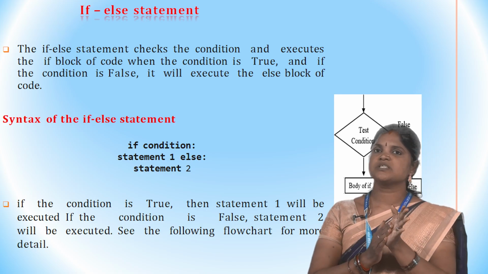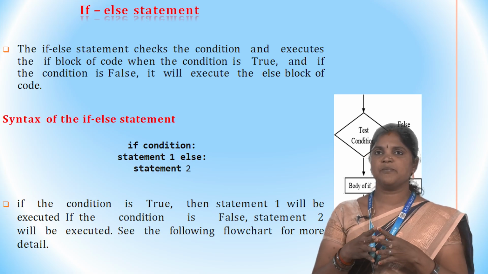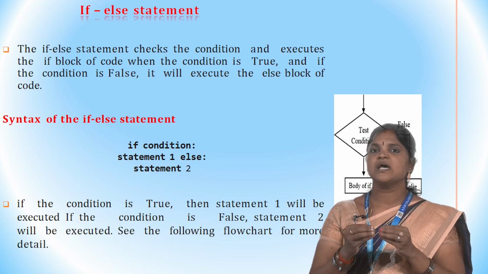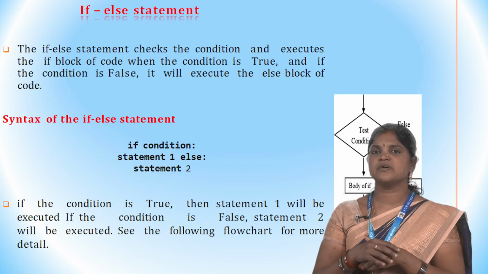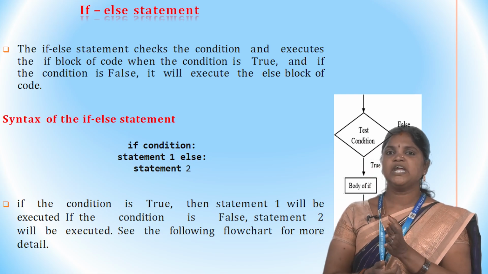Password, for example. password = input, enter password. If password == NCMS, print correct password, else print incorrect password. Enter password, output is enter password, and for a wrong entry, incorrect password.